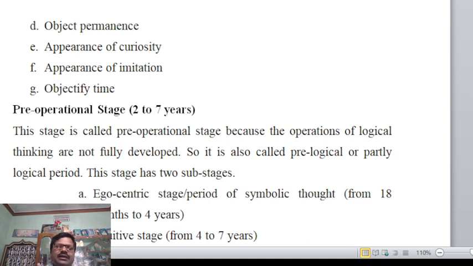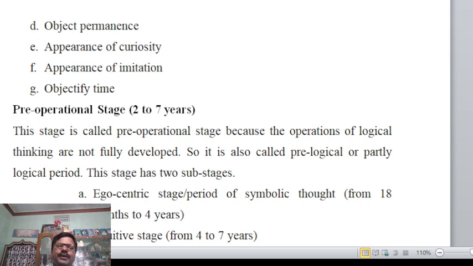So that is what is called the appearance of curiosity. Similarly, appearance of imitation also. At this stage, imitation also starts. The child tries to imitate, tries to copy others. And another thing is objectifying time. So these are the very important cognitive developments that occur during your sensory motor stage.